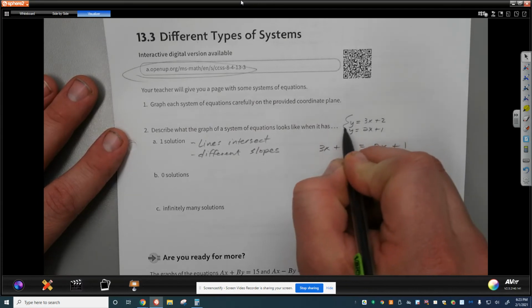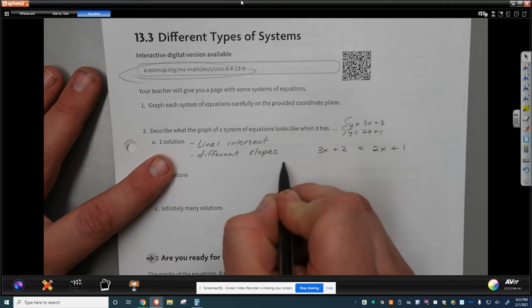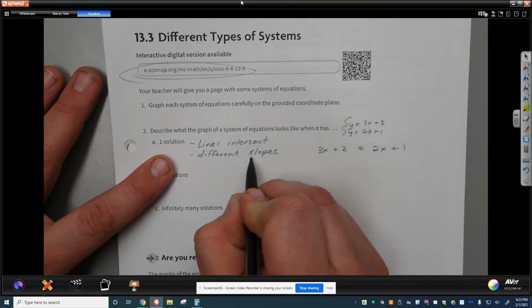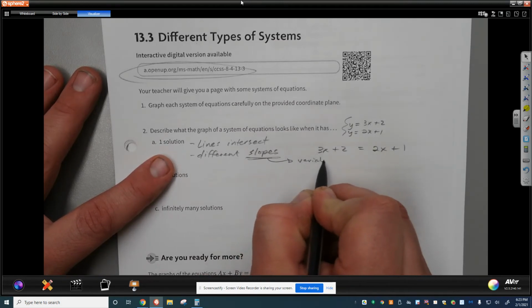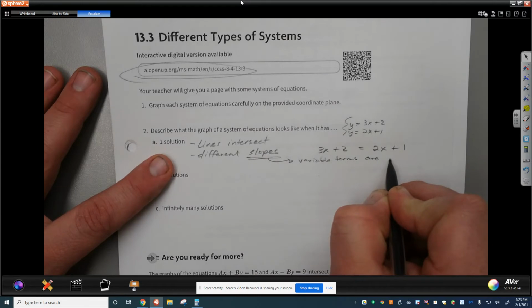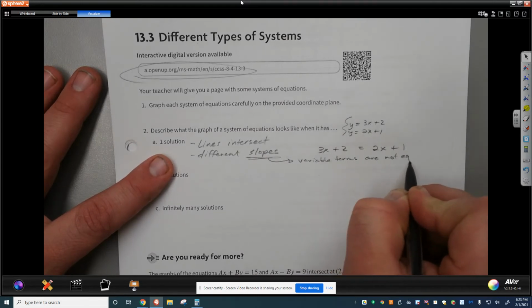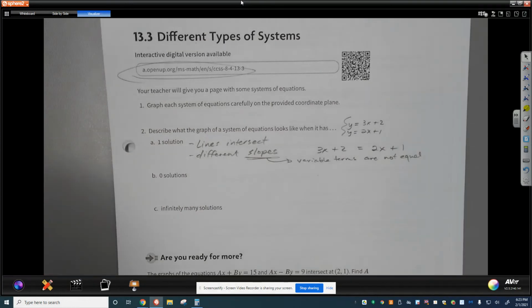And what we can see right here is that we see different slopes, 3 and 2, but we also see that the variable terms are different. So the variable terms are actually the slope. So the variable terms are not equal, meaning slopes are not equal. So slopes, variable terms, not equal, that means one solution.